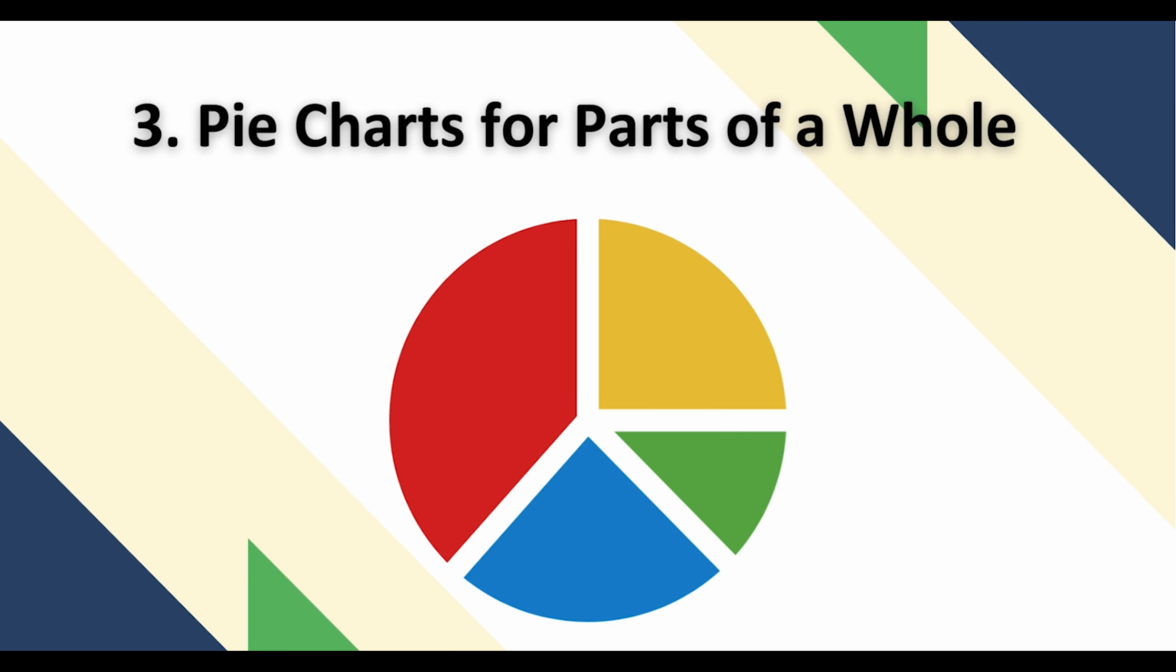The third is pie charts. Pie charts are great for showing proportions. They are perfect for things like customer demographics or market share.